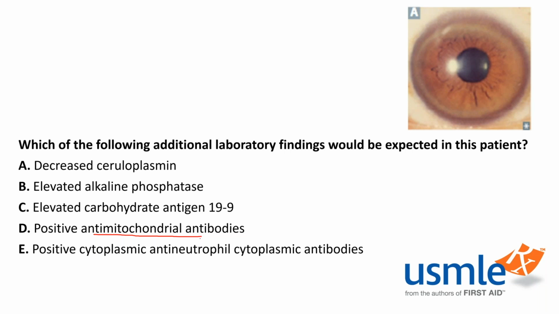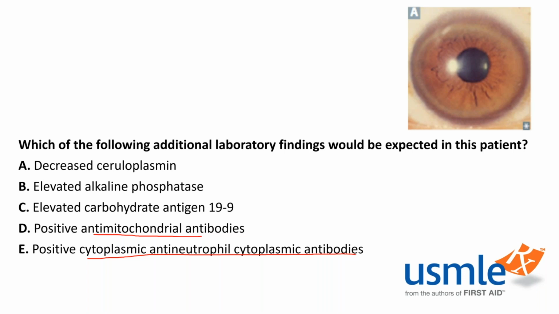And now our last little option here is answer choice E, which is a positive cytoplasmic anti-neutrophilic cytoplasmic antibody, or c-ANCA. That's the other name for this, c-ANCA. So what's c-ANCA associated with? There you go. It's going to be granulomatosis with polyangiitis, or Wegener's, depending on how you want to pronounce it. Now, a positive c-ANCA is also associated with a positive anti-PR3 antibody.